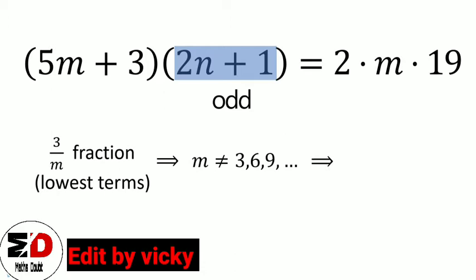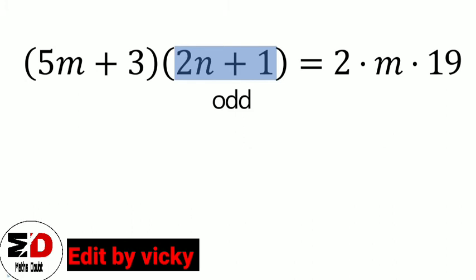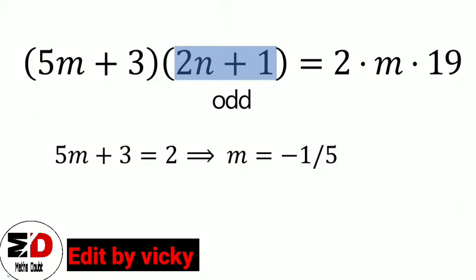This means that m does not divide 5m plus 3. Then, because 3 is a prime number, m and 5m plus 3 are relatively prime. This means there are two possible cases for 5m plus 3. One case is that 5m plus 3 could be equal to 2. But in that case, m would be equal to -1/5.